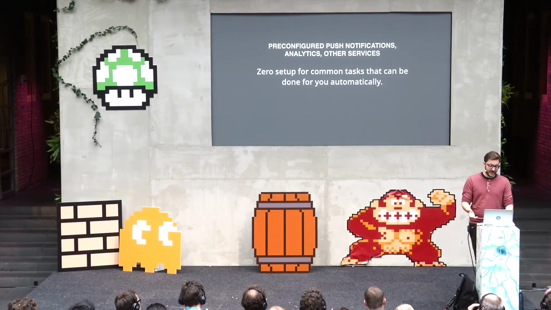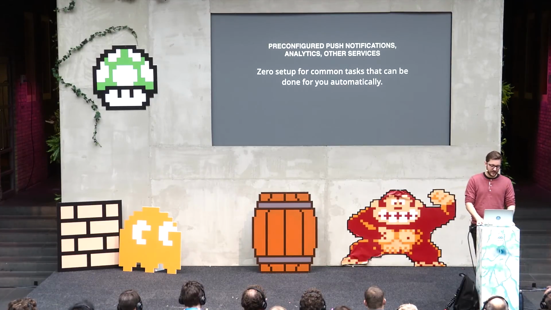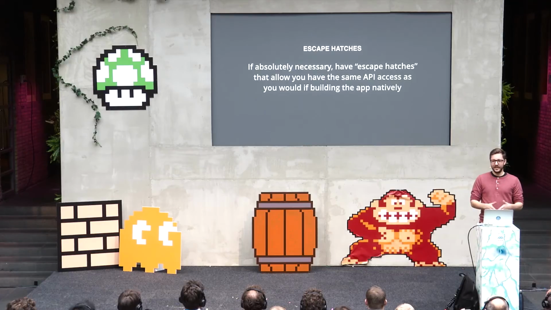So it would be nice if any of these tasks that can be done automatically are as simple as inserting a key that identifies your app, and then you're hooked into this kind of service. And then the last one is escape hatches. So this is what I was mentioning before, where sure, you can fork Chrome and Blink and do whatever you want with it. That is technically an escape hatch.